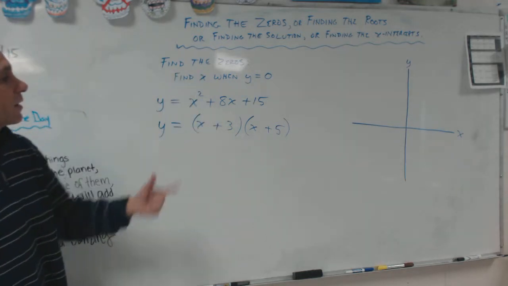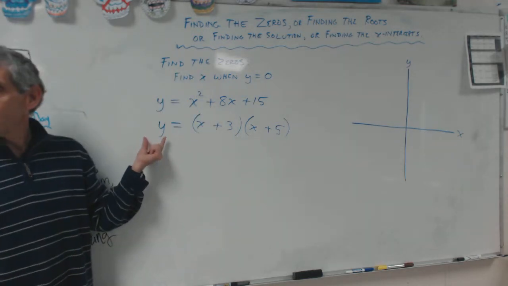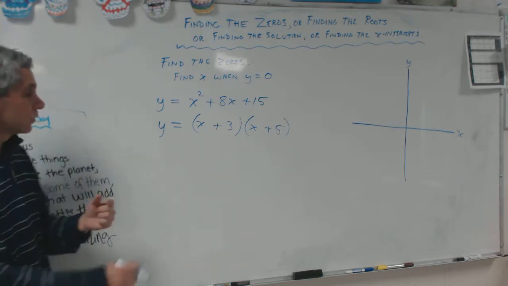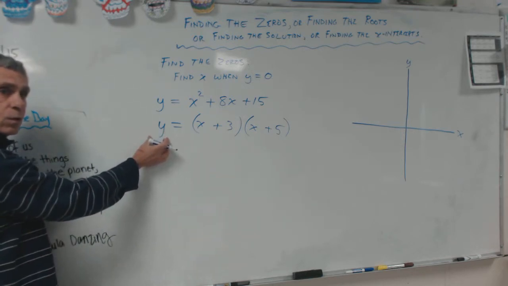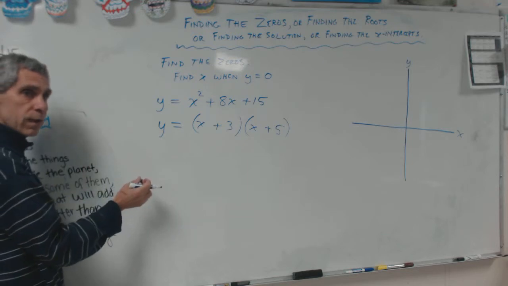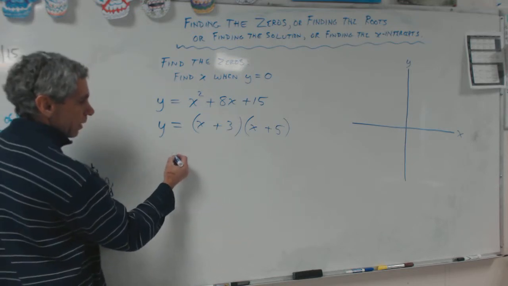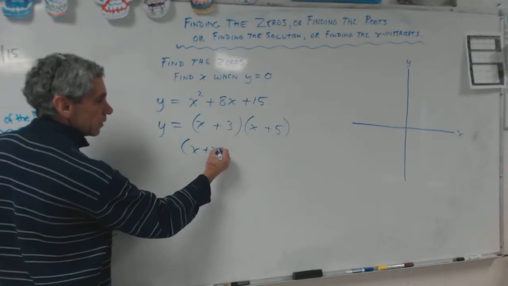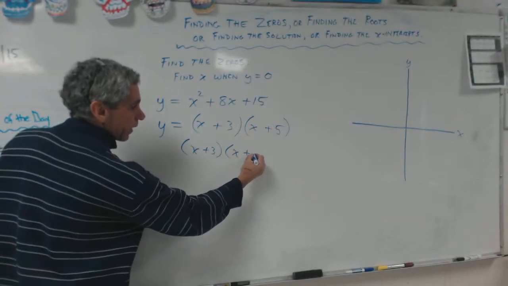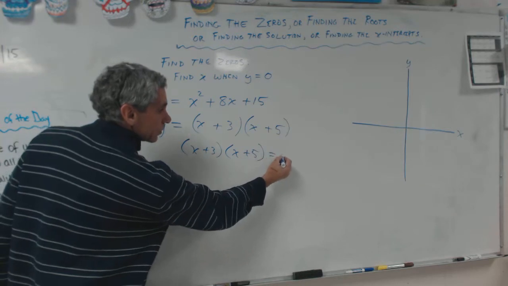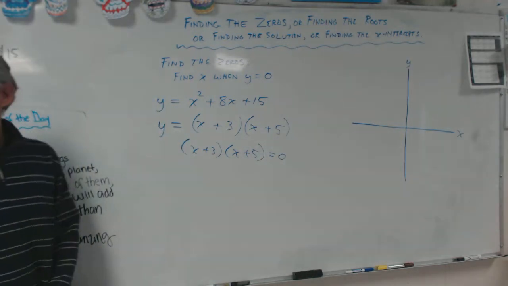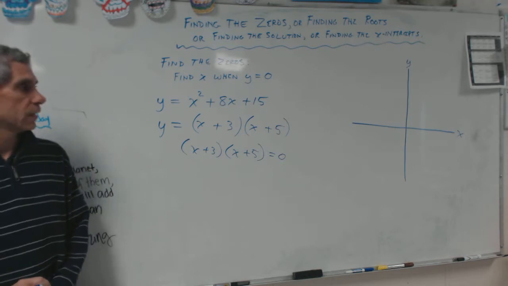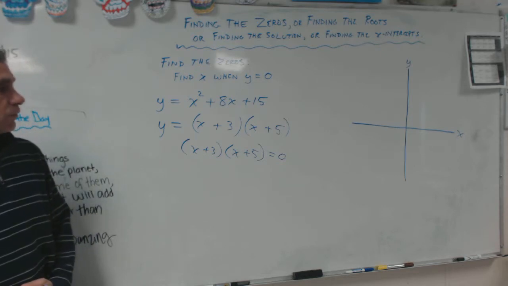But it says find the zeros. That means when y is 0, I want to find where the x crosses. So instead of having y now, I'm going to replace y with a 0, okay? Now, I'm going to put my 0 on the other side, just because I like that. x plus 3 times x plus 5 equals 0. Okay? You guys with me? It's pretty easy, but you just have to get this one basic piece of information.